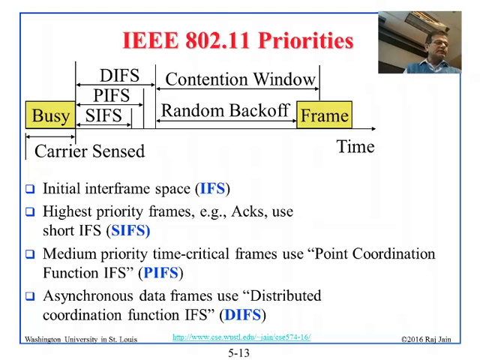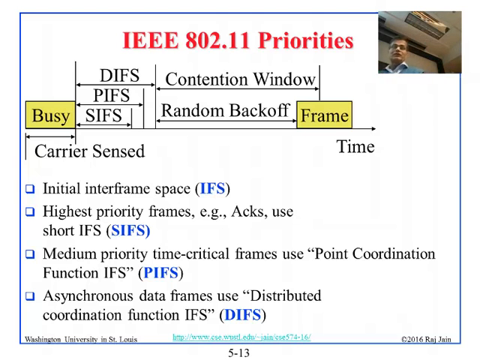The access method in 802.11 is called DCF, and the word DCF is not here, but I think it's on the next one. So basically what they do is they have three different inter-frame spacings between the frames, how long they have to be empty. The shortest inter-frame spacing is SIFS, then the medium one is called PIFS, and then the long one is called DIFS. Distributed coordination function.